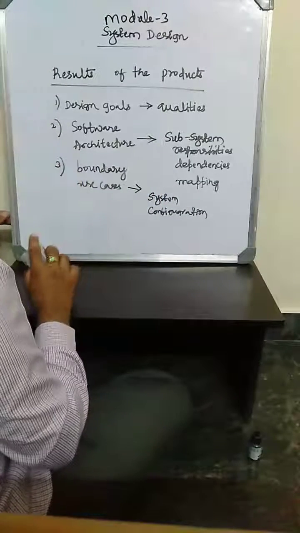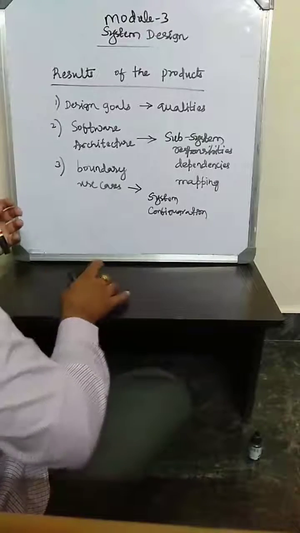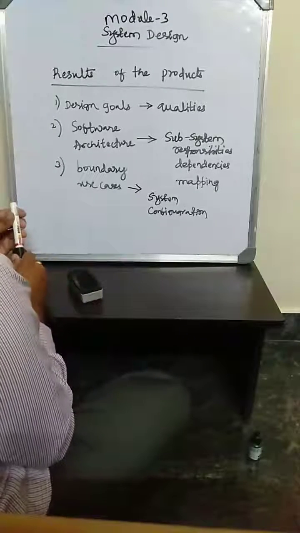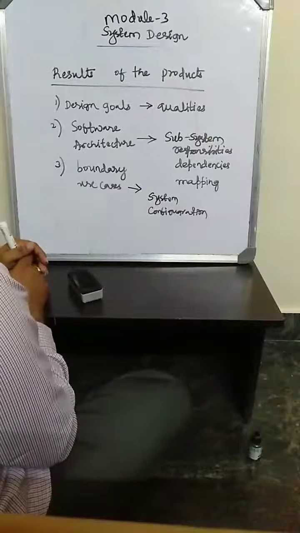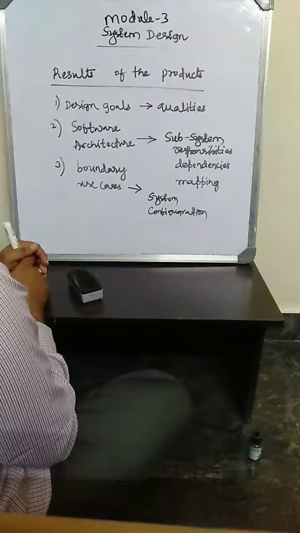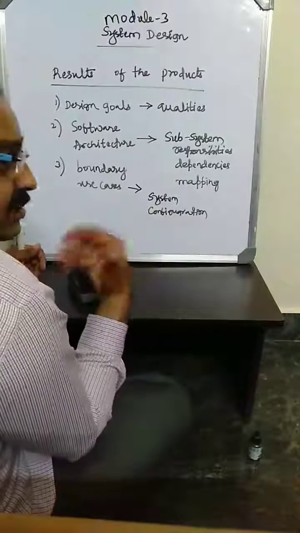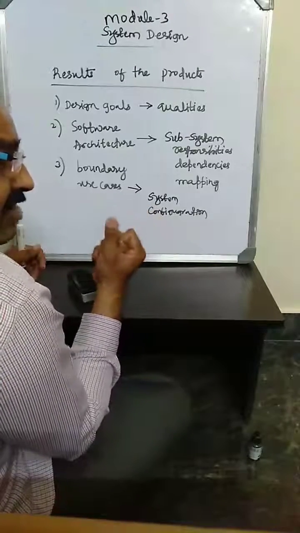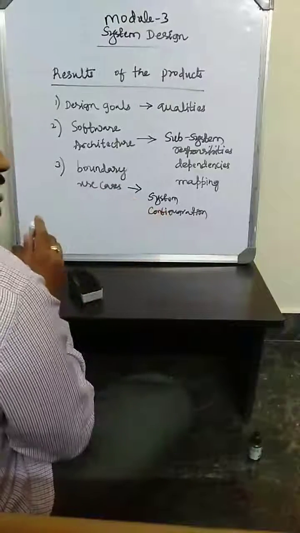One is the design goals. It describes the qualities that are necessary in the system, so that the developers should optimize. Software architecture mainly concentrates on the subsystem responsibilities and their dependencies and interaction between the different external behaviors, external visible properties, you may call it. So we may say it as the mapping.